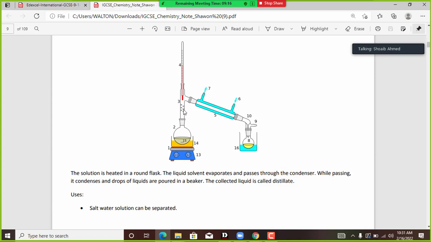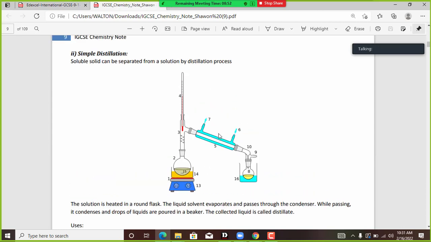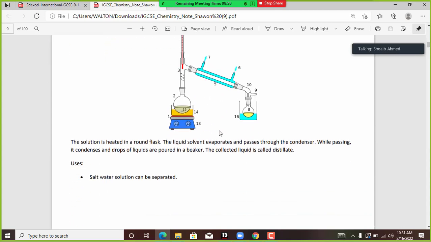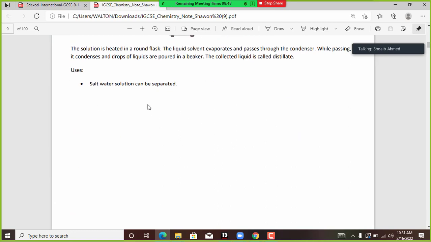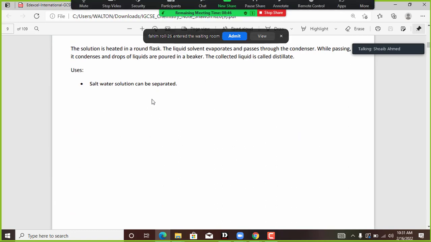So here it becomes gaseous, and when the gas passes through the condenser, it becomes liquid and comes out here. This way it is separated. Then all the liquid will pass this way, and in the round flask only the solid remains. This way you can separate. This is called simple distillation. A seawater solution can be separated this way.